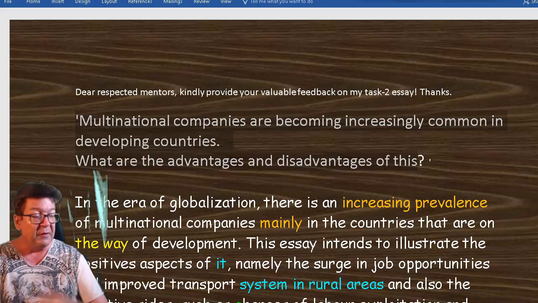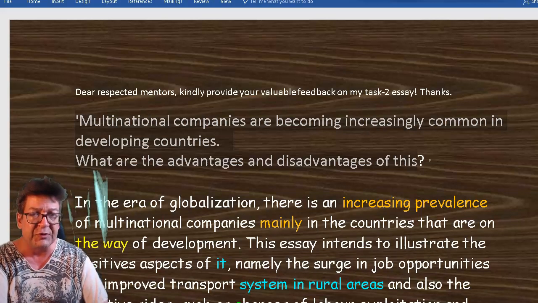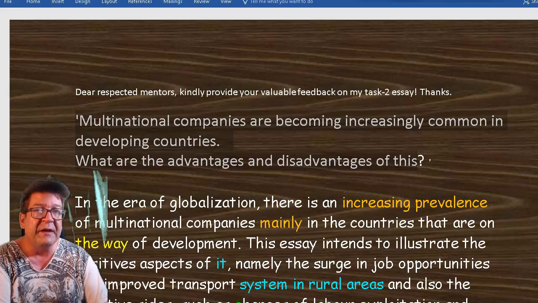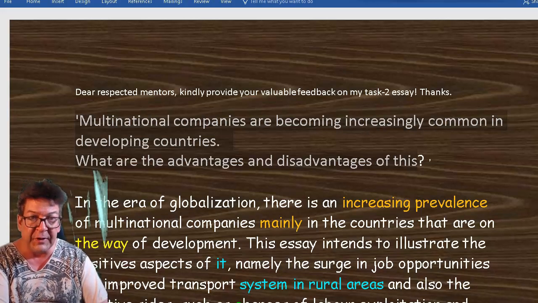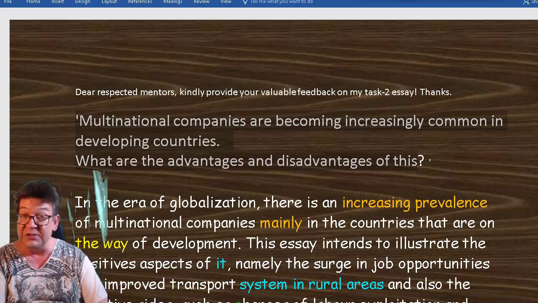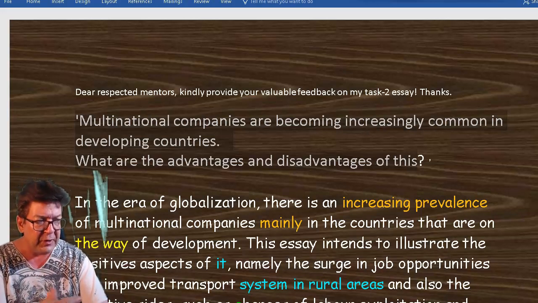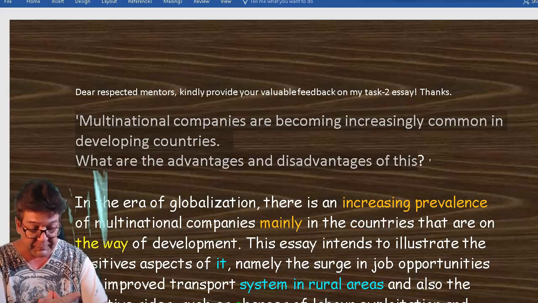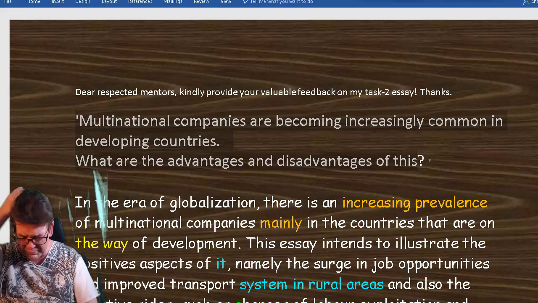Okay, what I was saying before, what are the complexities here? Seems pretty straightforward, right? Multinational companies are becoming increasingly common. What are the advantages and disadvantages to who? Is it for the companies or for the developing nations? What are they talking about? It's not specific. So within the context of your essay, you should define what you're talking about, okay? And that's very important. And if it's ambiguous like this, don't wander between them.